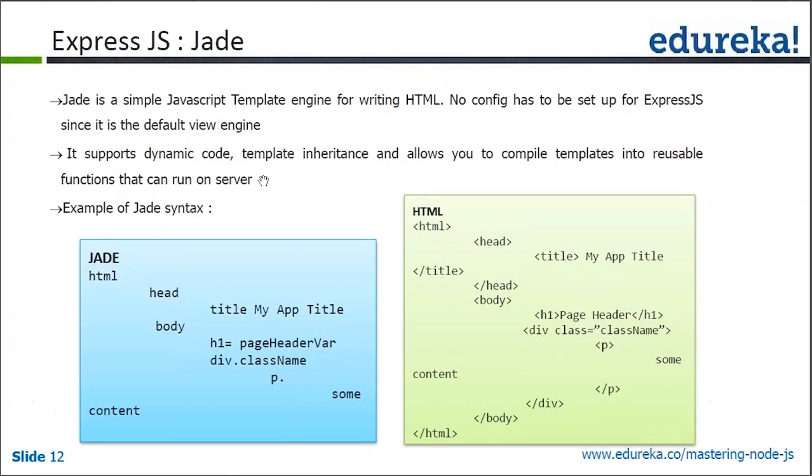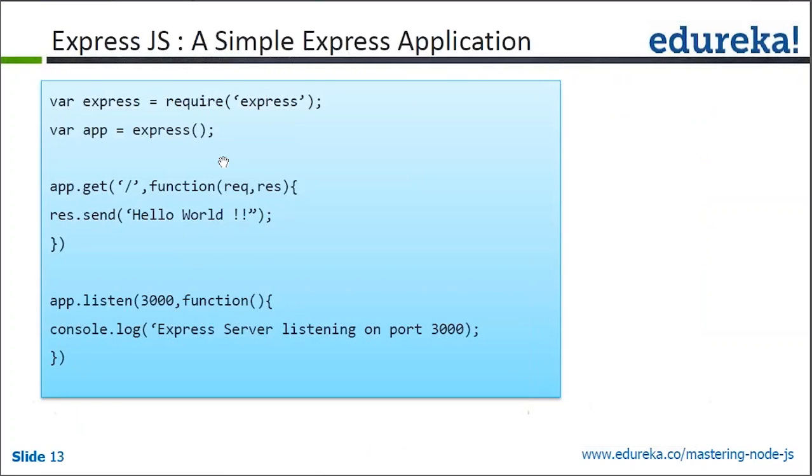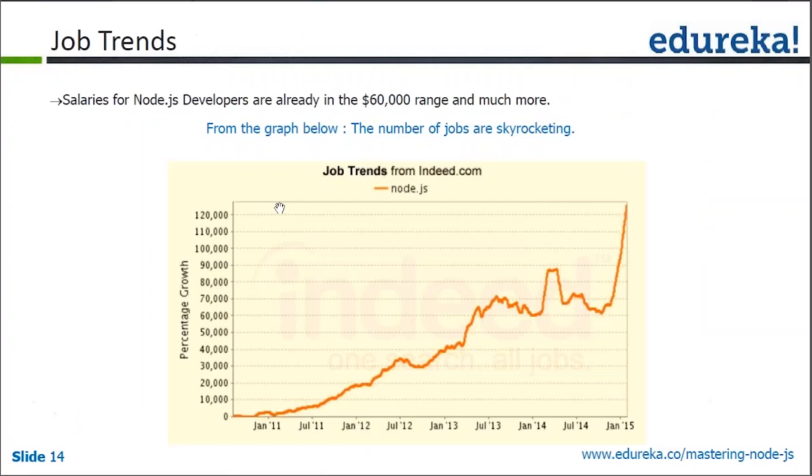Okay, so coming back to Jade, we've seen a simple Jade example where we convert a Jade view or template into HTML. That was the simple Hello World example, and now we are doing something a little more complex. As you can see over here, it requires Express. We define a simple route and send Hello World. We've looked at this in the previous example.